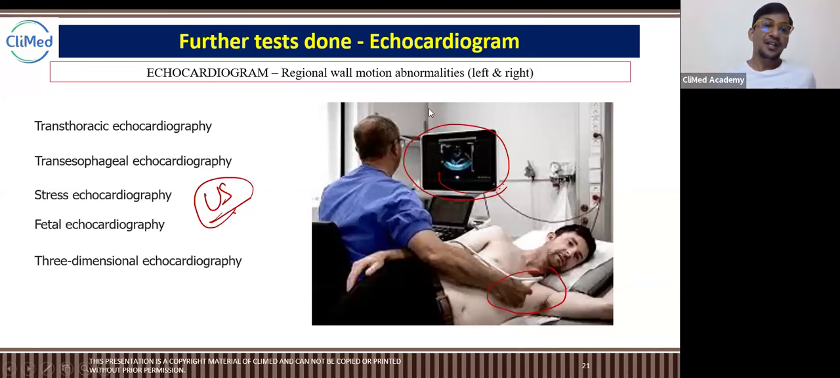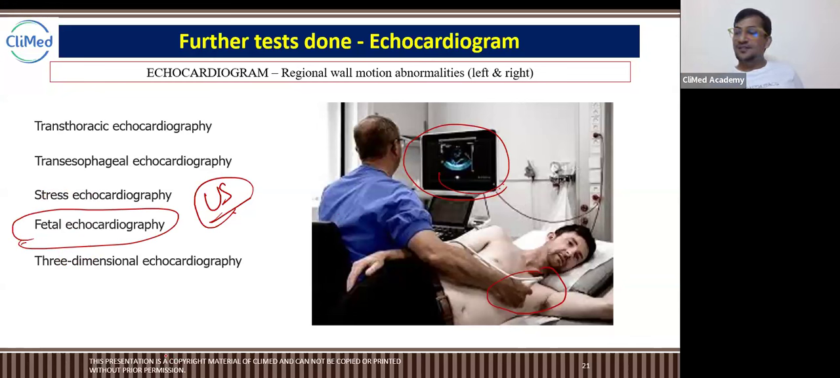Okay, so now when we talk about the echocardiogram, there are multiple types of echocardiogram you have heard of. Let's start with the fetal echocardiogram. What is a fetal echocardiogram, guys? Yes, fetal echocardiogram. You guys tell me. We'll end the class in 15 minutes.